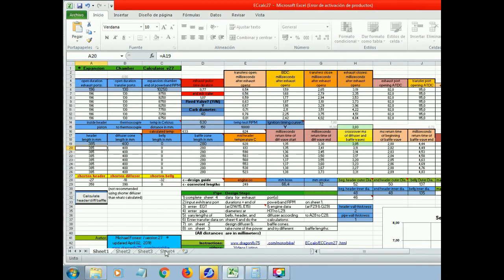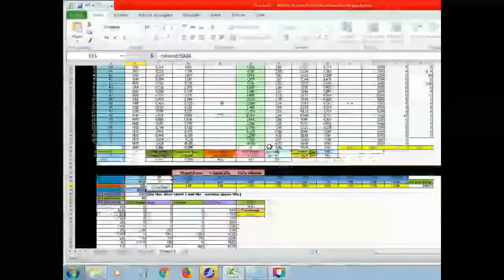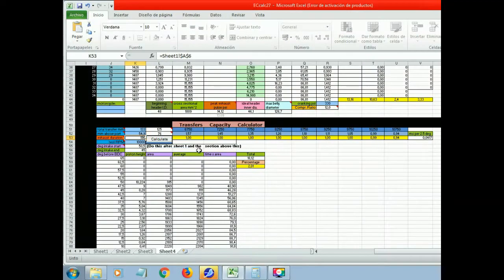So on sheet 4 I entered all the info, and I just need to click calculate to see how the transfers are, and I expect them all to be 100%. Yep, because an X250 has very maximized porting.